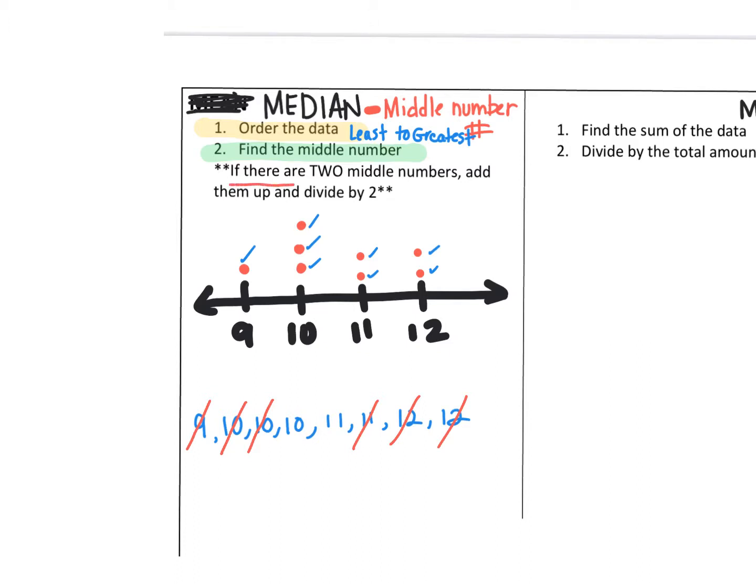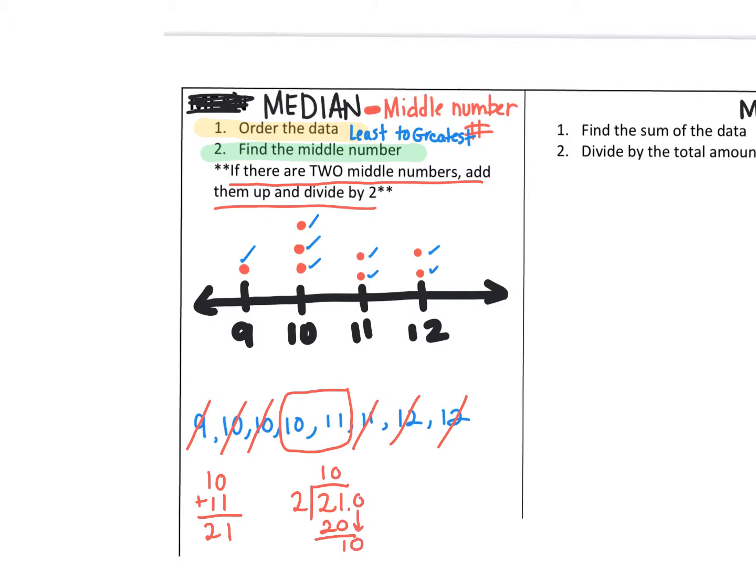If you notice here, it says if there are 2 middle numbers, add them up and divide by 2. So I'm going to add these 2 numbers up. I'm going to add 10 plus 11. And I'm going to get 21. Now it says divide them in 2 or cut it in half. So if you want to practice your math, you can divide 2 into 21, which goes 10 times, with a remainder of 1. Therefore, I have to add a decimal and a 0. Put the decimal here and then divide 2 into 10, which gives you 5.